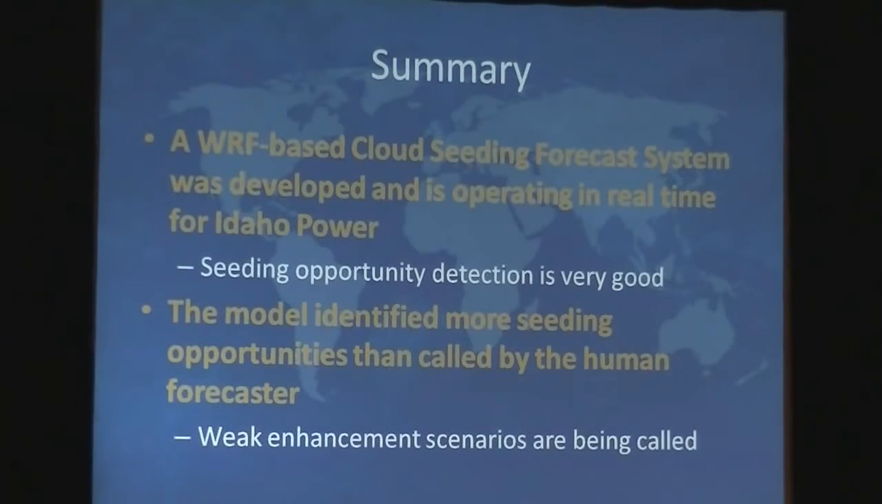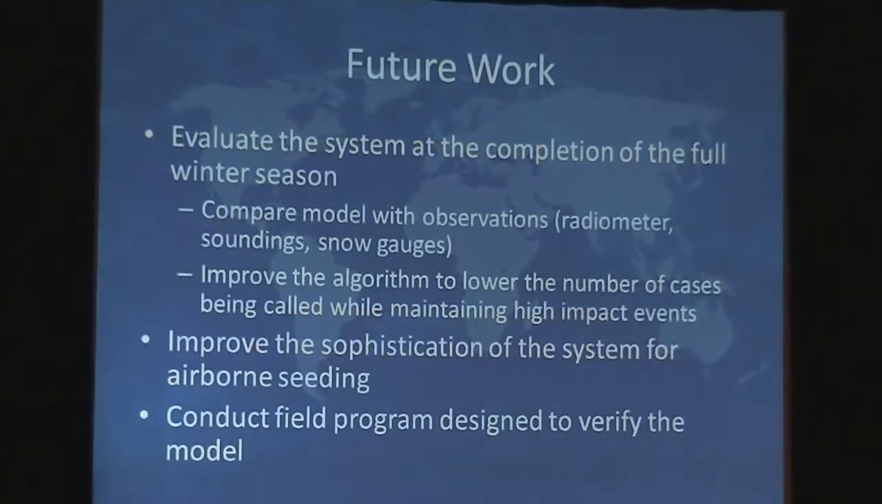All right, so to summarize, we have implemented this WRF-based cloud seeding forecast system. It's been developed and it's been operating in real time this whole winter season for Idaho Power. We've observed already that the seeding opportunity detection using this algorithm is very good. It's identifying pretty much anything that looks like it's possible for seeding. But because of that, it's been identifying more seeding opportunities than have been called by the human forecaster. These weak enhancement scenarios in particular are the ones that we need to try to refine the algorithm so that it's not calling those.